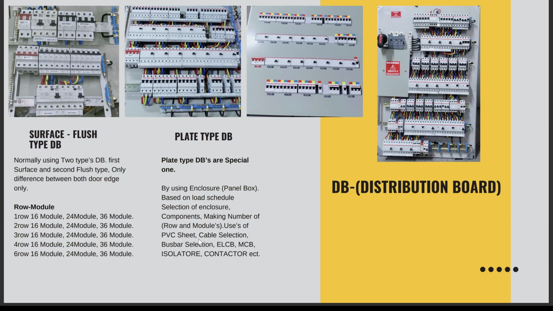How many models we want to insert there, as per the requirement, we will make it. Next, using a PVC sheet. This one is a PVC sheet. We are covering the cables with it. Without the PVC sheet it looks like this; with the PVC sheet it looks clean. Next, cable selection. We will select the cable as per the rating of the incomer. Busbar selection, ELCB, MCB, isolator, and contactor. All things we will learn in our DB section.